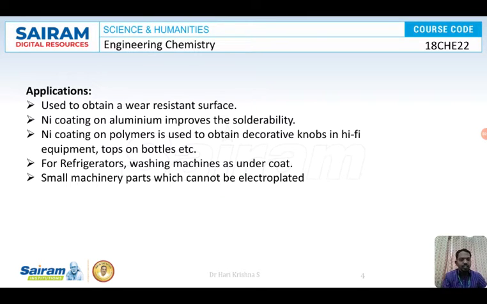So applications: it is used for wear resistance, and for chromium plating or any plating, we are going to use it as an undercoating. Nickel coating on polymers is used for decorative knobs in hi-fi equipment, and for bottles. Such types of bottles are going to use nickel plating. For refrigerators and washing machines, we are going to do undercoating. The refrigerators and washing machines will be painted. If the paint goes off and you touch the refrigerator, you will not get a shock because the nickel coating is there. Even if that nickel coating is gone and you touch it, what will happen? You get that shock, right? So small plain machineries can be coated using this nickel plating.